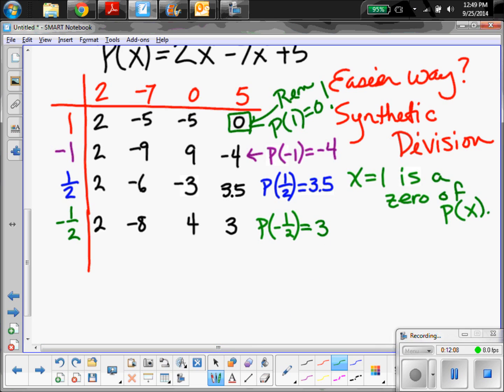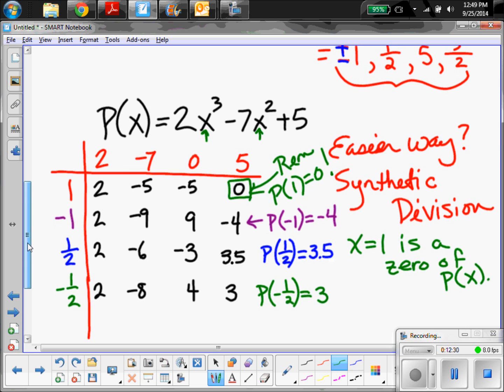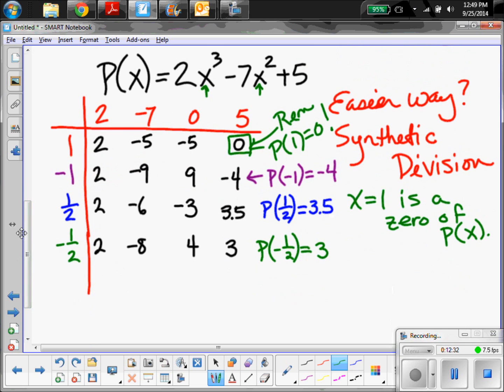Negative 1/2 is not a 0 of the function. But if I had gone to all the trouble of taking this negative 1/2 and plugging it in for x here and here, and done the excruciating math of squaring fractions and multiplying and coming up with a number, I would have gotten 3 when I was done.